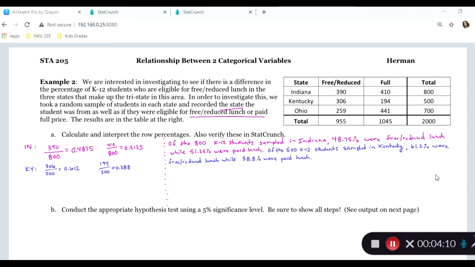Alright, so looking at Kentucky, we had 500 total students in Kentucky. 306 of those were eligible for free or reduced lunch, so we're just going to divide those and got 61.2%. Then we took the 194 out of the 500 to get the 38.8% that were paid lunch. So then my interpretation of those 500 K-12 students sampled in Kentucky, 61.2% were free or reduced lunch, and 38.8% were paid lunch. Next is Ohio.